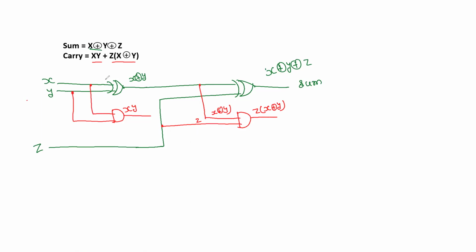Now finally, you can see that this XY is summed with the second term. So what do we require here? One OR gate is required. We are going to use one OR gate for this purpose, so that it will add these two values. So we require one OR gate that will give the carry. This is one of the inputs, and another input we are going to take from here, which is XY. So this one is the carry.